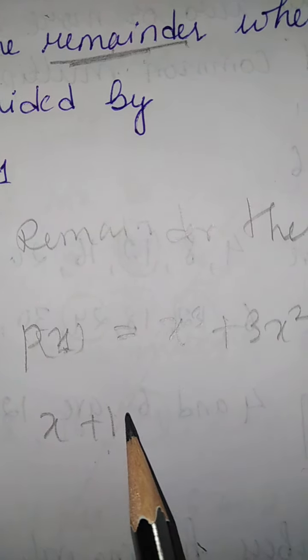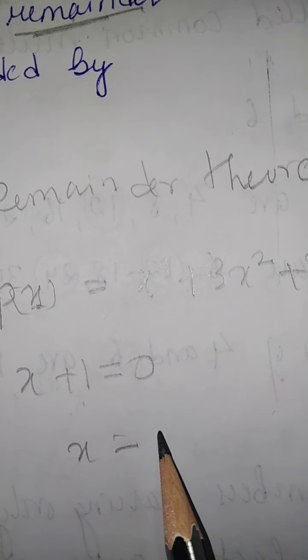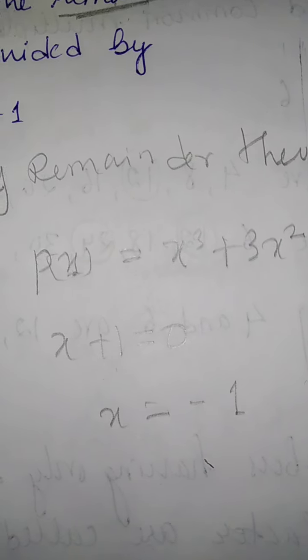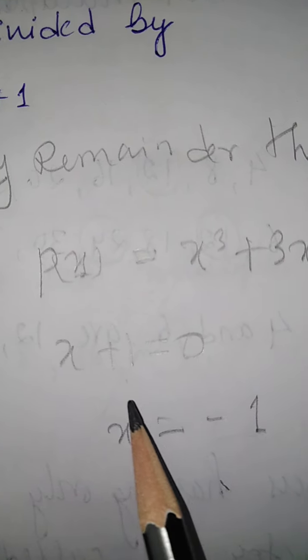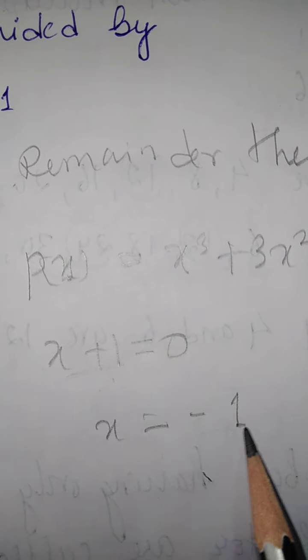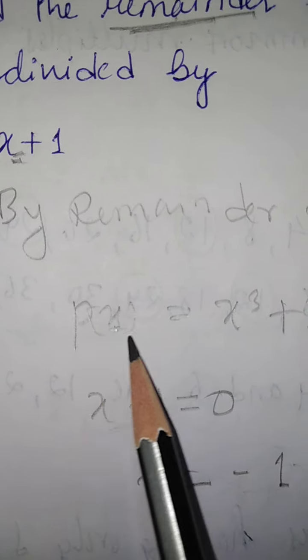x plus 1 is equal to 0. Now x is equal to plus 1. When we take it to the other side, this becomes minus 1. Okay, now we got the constant number from the divisor. This is the divisor, right? So we got the constant number. So now we'll replace this constant number in this polynomial.